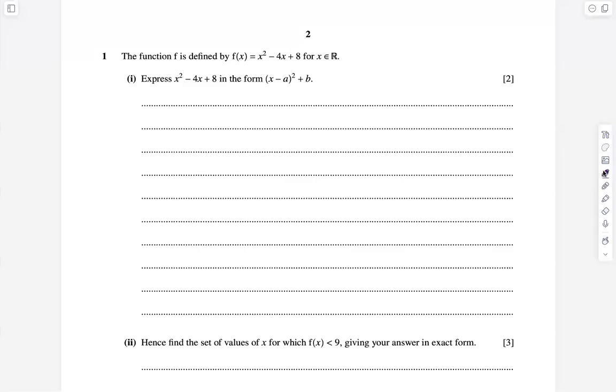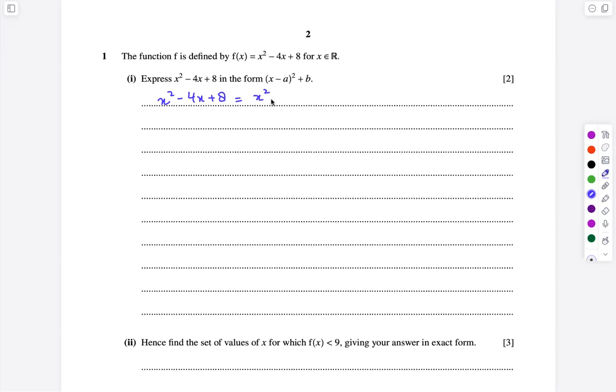In question 1, the function f is defined by f of x equals x squared minus 4x plus 8, for x an element of the real numbers. In part 1, we have to express x squared minus 4x plus 8 in the form (x minus a) whole squared plus b. So we can first expand the expression (x minus a) whole squared.